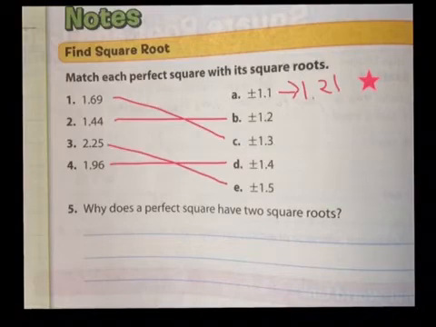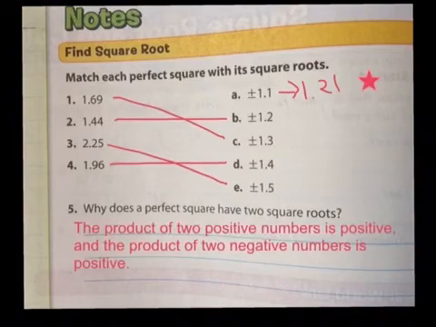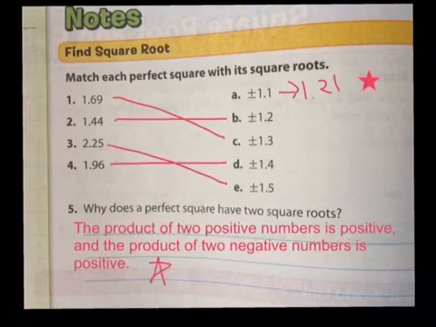Question 5. Why does a perfect square have two square roots? Okay, let's say this is a perfect square right here. We know that, 13 times 13, or 1.3 times 1.3. Why does it have two? Why does it have a positive and a negative? Well, as mentioned before, the product of two positive numbers is positive. So 13 times 13 is going to be a positive number, 169. And the product of two negative numbers is positive. So negative 13 times negative 13 will also be 169. And there you have it. This is also a key answer.